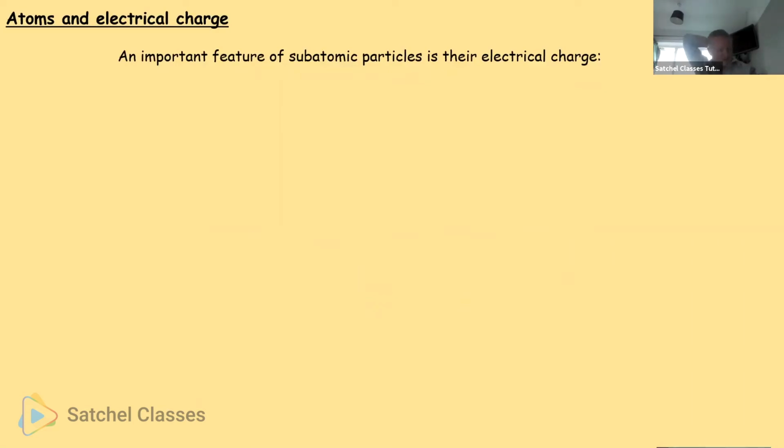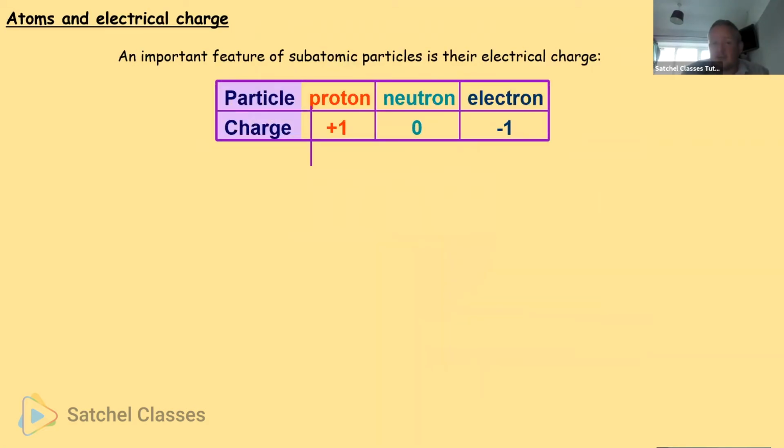Now, as well as that, we also have to understand that subatomic particles have electrical charge. Protons have a charge of +1. Neutrons are electrically neutral. And electrons have a charge of -1.